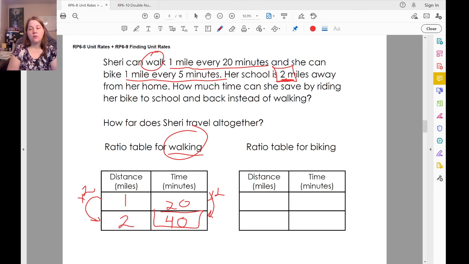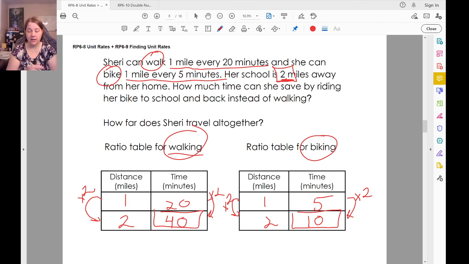But I also want to figure out how long it would take her to bike. So now I'm going to go back up here. So to bike, it would take her 5 minutes to go a mile. So 1 mile would only take her 5 minutes. She's still going 2 miles to school. So I want to figure out how long that will take her on a bike. Well, to go from 1 to 2, you'd multiply by 2. So I'm going to do the same thing on this side. 5 times 2 is 10. So it would only take her 10 minutes to ride a bike.